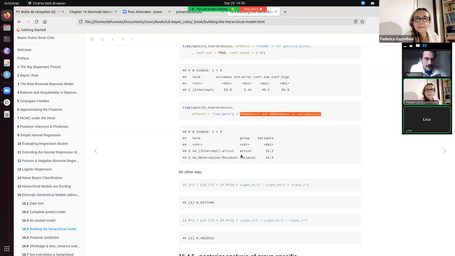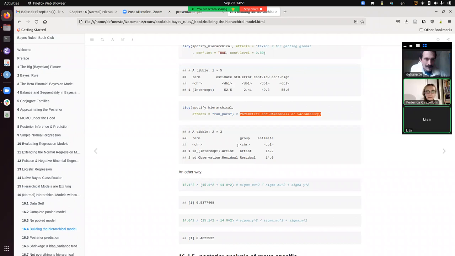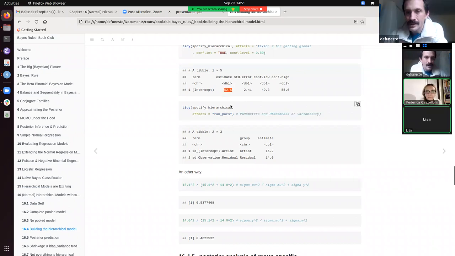This is the standard error estimation as well. The first table is the intercept. So basically, the global mean, if we pool the 44 artists, their global mean is 52.5. Remember, our prior was 50, so we are close. And it ranged from 49.3 to 55.6, with a standard deviation of 2.41.